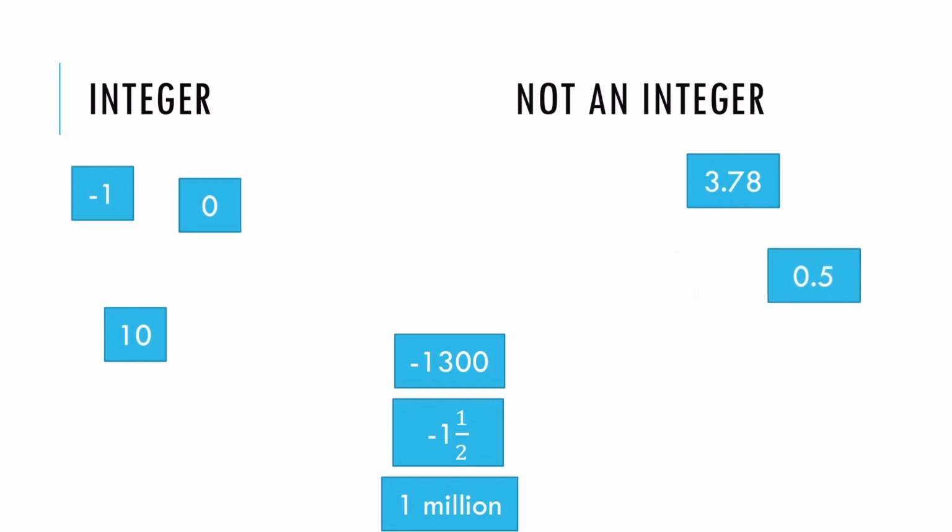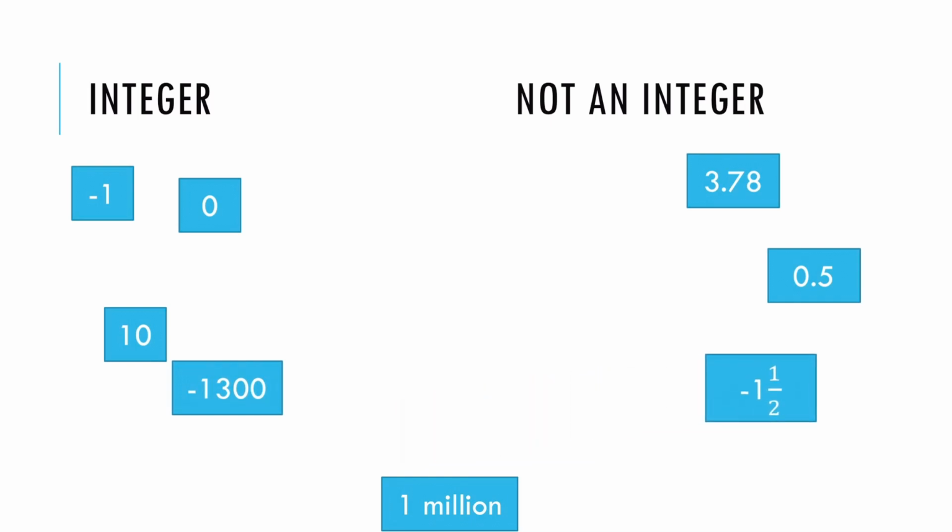Negative 1,300 is a whole number, so that is an integer. Negative 1.5 has a fraction, so that can't be an integer. And 1 million is just a positive whole number, so that is an integer.